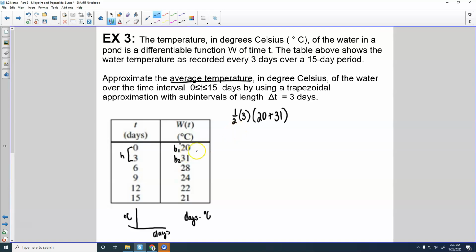Okay, so then if I do the next one, 1/2 times 3 stays the same. What numbers would I use here? 31 and 28. Okay, because that 31 gets used again. That's the side they share, right? The first trapezoid and the second trapezoid share that side, so it gets used twice. So the next one is 1/2 times 3, and this time, from 6 to 9, we're using 28 and 24.